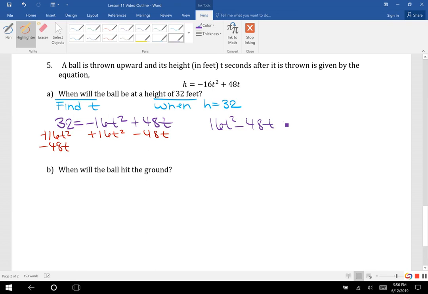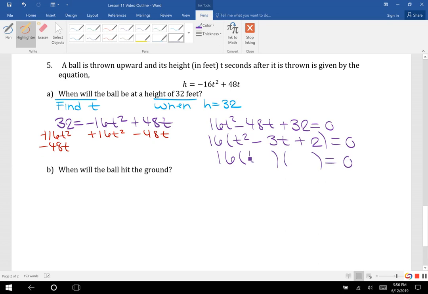Now we can try to factor. And I'm going to see if there's a GCF. And in fact, we can actually take that 16 out. And then we're left with t squared minus 3t plus 2. That's now a little bit easier to factor. I need a product of 2, so it's got to be 2 and 1. And if they're both negative, that's a sum of negative 3.